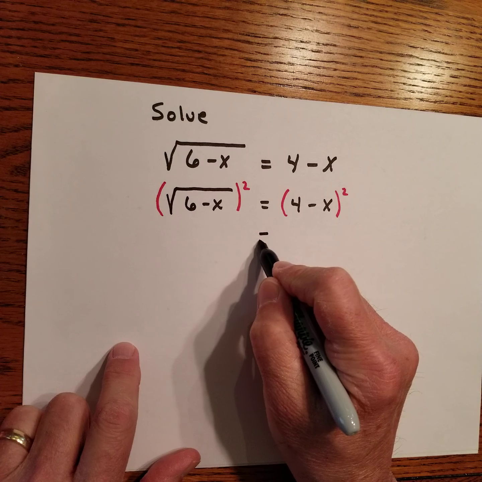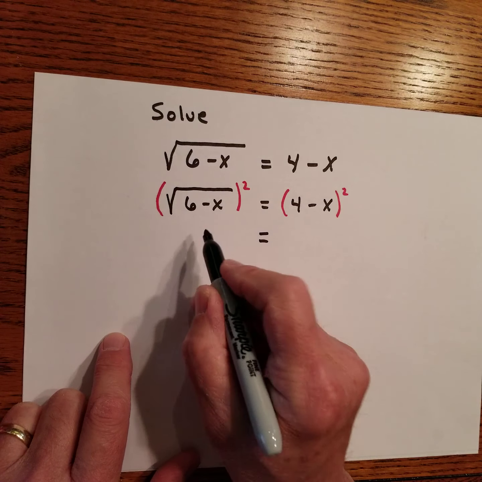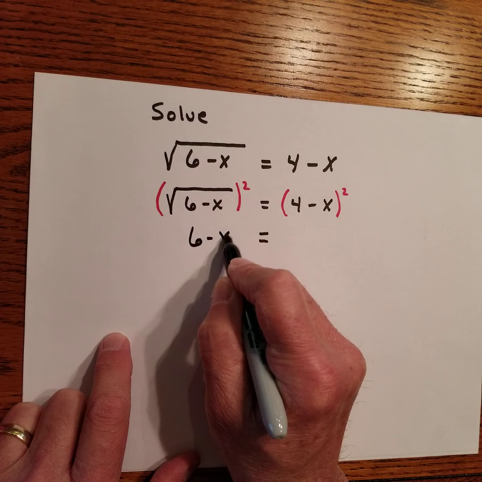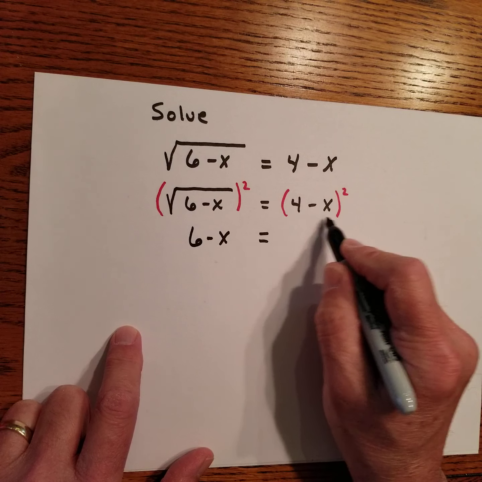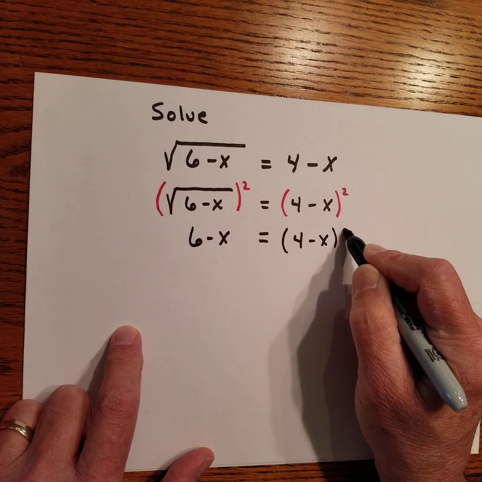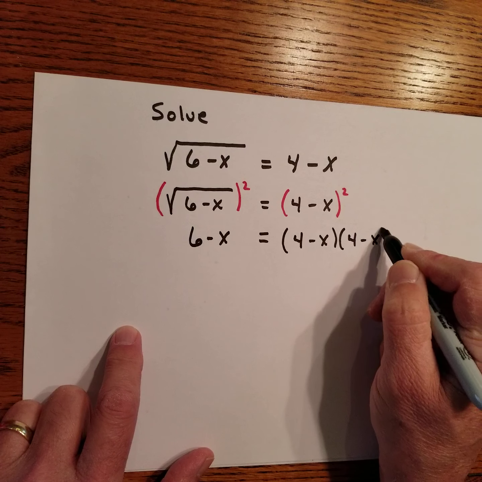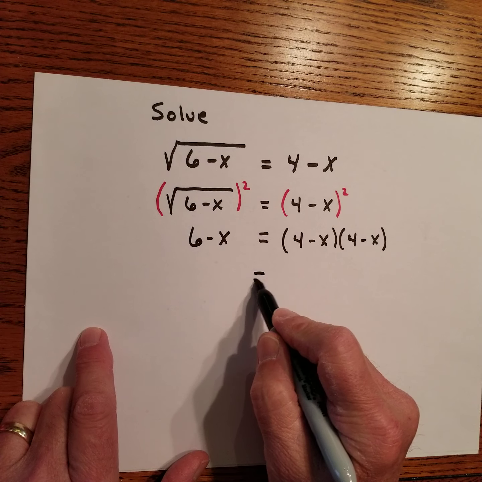Now something nice happens on the left-hand side. The square and the square root undo each other, leaving just the 6 minus x. But on the right-hand side, 4 minus x squared means 4 minus x times itself. That's a FOIL problem.